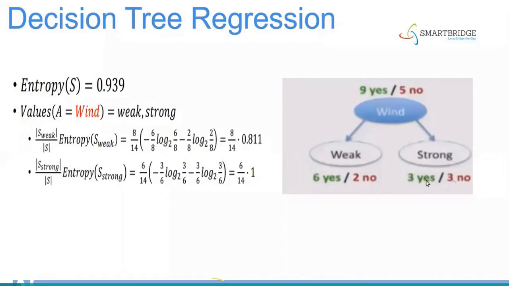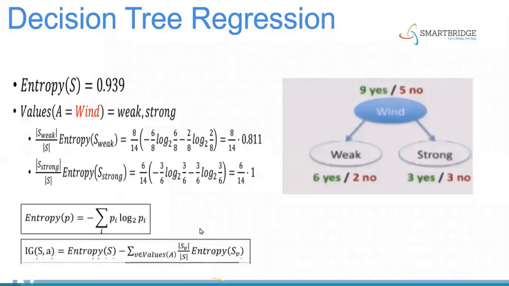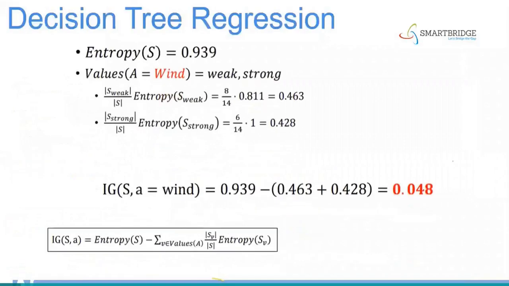Here in the strong you have 6. So 6 by 14 into entropy of strong. Now you get a value something like this. Now add them. And you also have the information gain formula as entropy minus the sum of entropies of splits. So now you get 0.939 minus 0.463 plus 0.428. So you get 0.048. So you got information gain as 0.048.